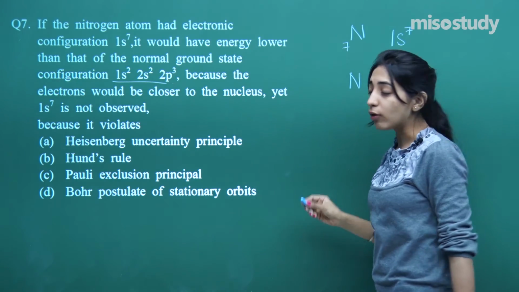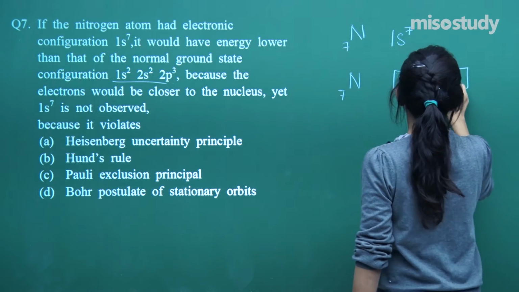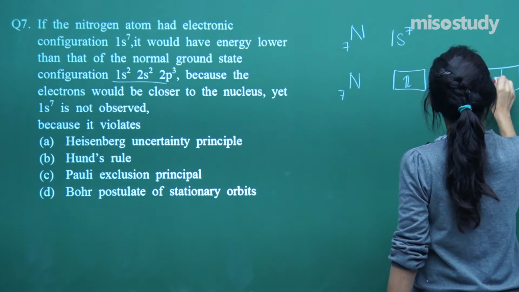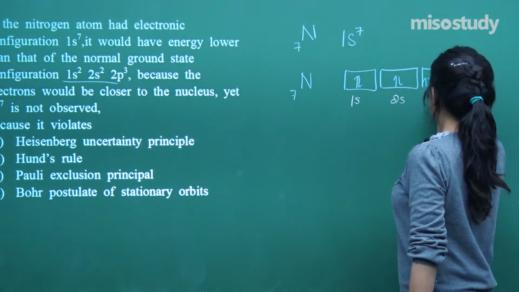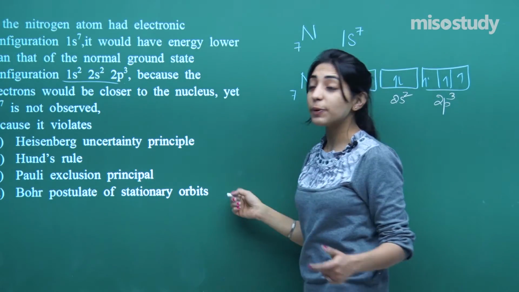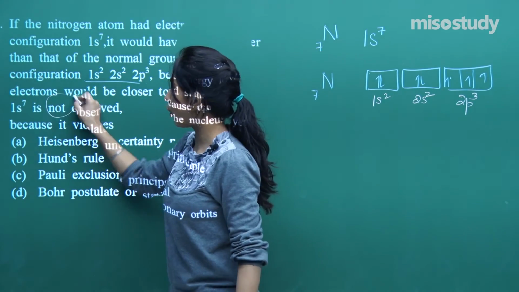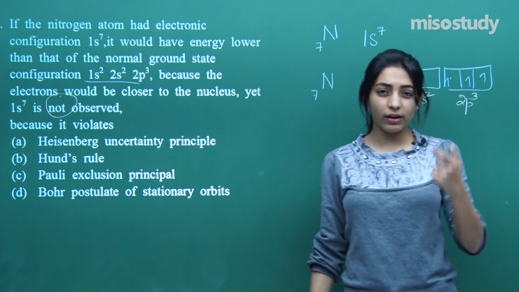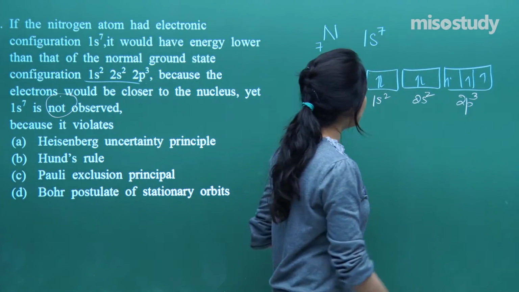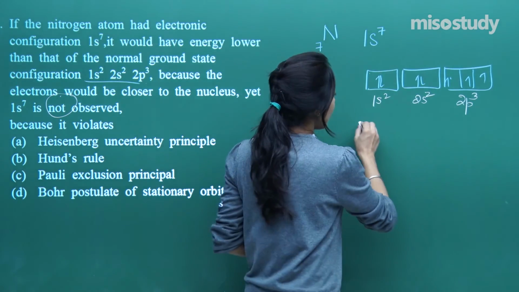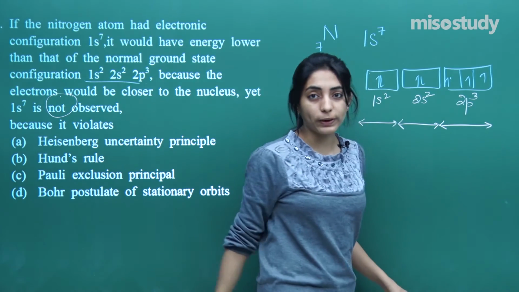So if we ask the normal ground state electronic configuration, it should be 1s2, 2s2, 2p3. I agree. Now the question is, because this time the electrons will be closer to the nucleus, but still 1s7 is not observed because it will violate what? Guys, see, this is a very simple question. If I am saying, let us agree to his statement that here 2 electrons are in 1s, 2 electrons are in 2s, 3 electrons are in 2p, right?